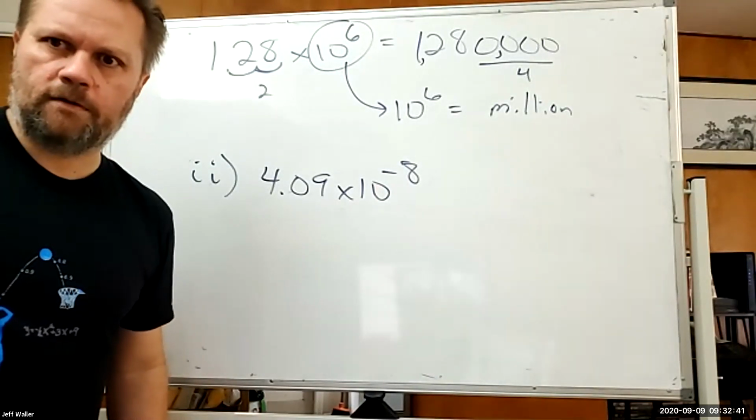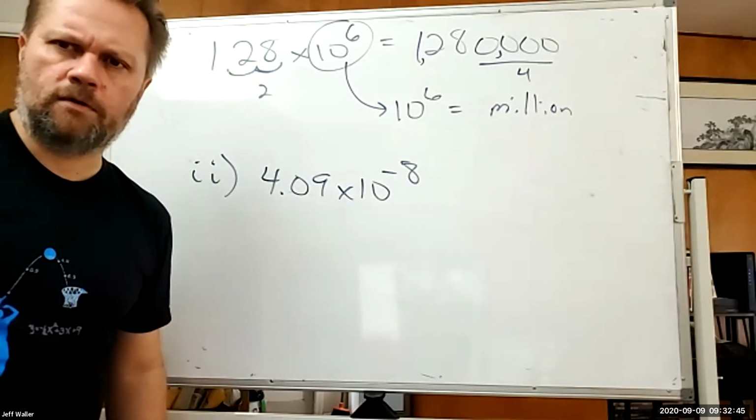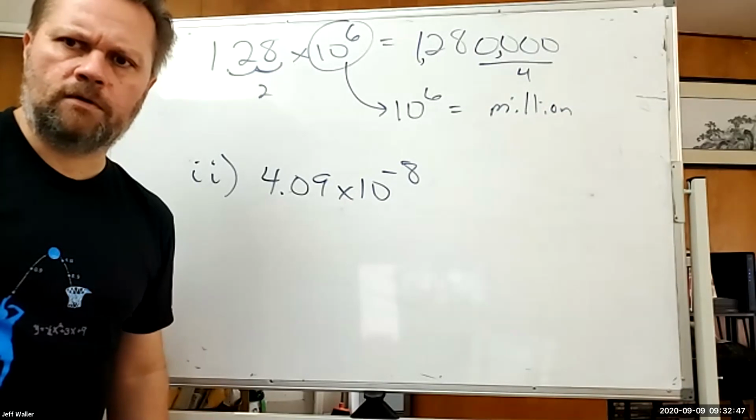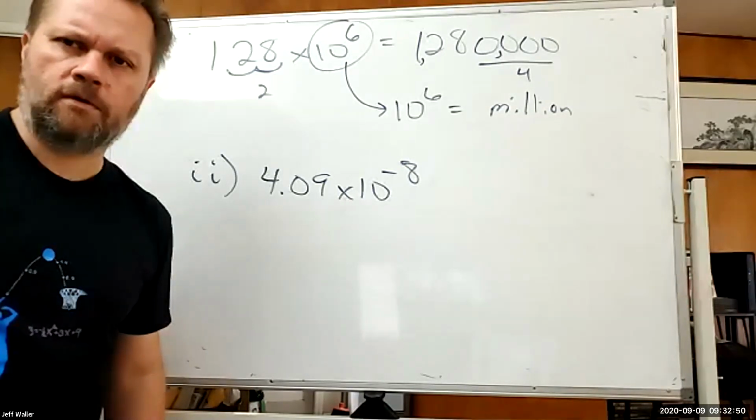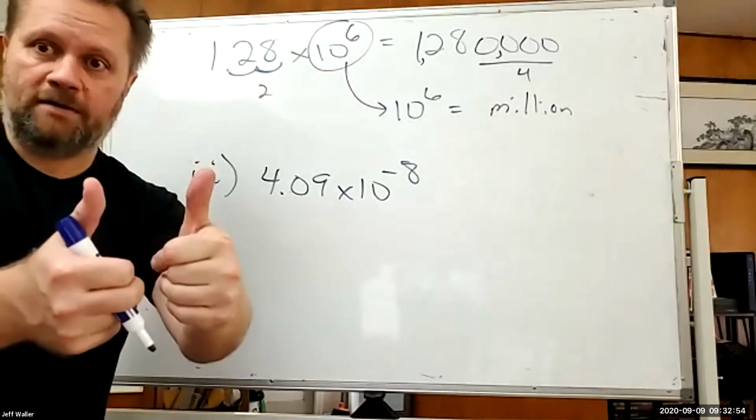So 4.9, since we're dealing with the negative 8, you're going to move it 8 times, but you can only move it 1 time to the left, and then the 7 remaining numbers, negative numbers, you move it to the right.